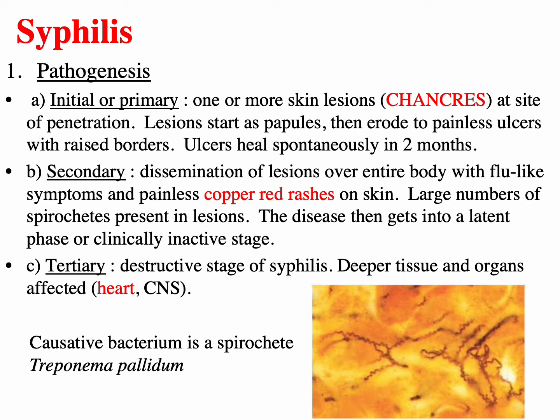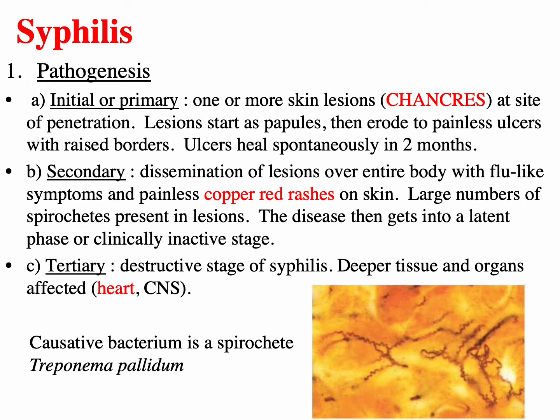So syphilis, the pathogenesis can be divided into 3 stages. So you have the initial, the primary and the secondary, and the tertiary stage of syphilis. The initial stage is obviously the beginning, when the person first comes in contact with the organism. So you will see one or more skin lesions. That lesion is given a special name called chancre. This is the site of penetration at the penis or at the vagina.